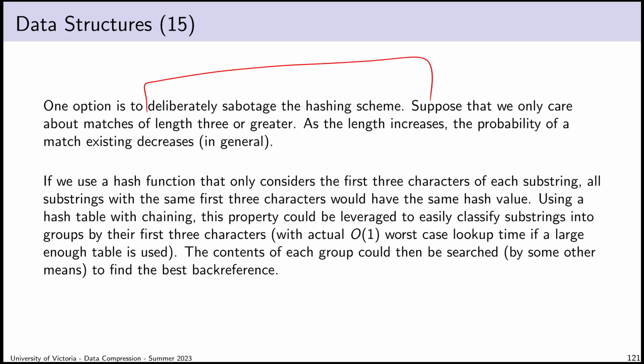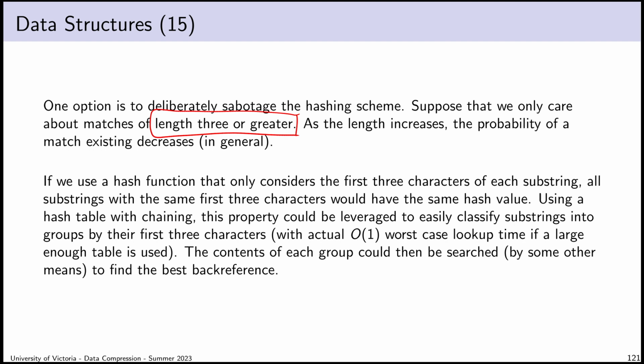One example is in the context of something like deflate. We'll see next time that in the deflate scheme, you're actually not allowed to generate back references of length 2 or 1. The scheme doesn't support them. Every back reference must have length 3. So suppose that I care about finding back references of length at least 3.